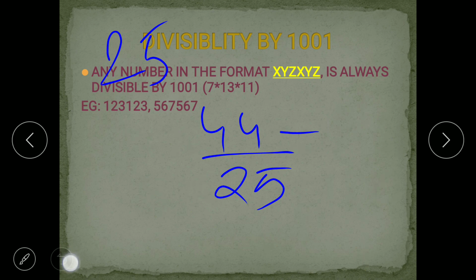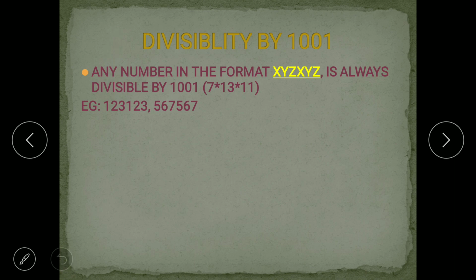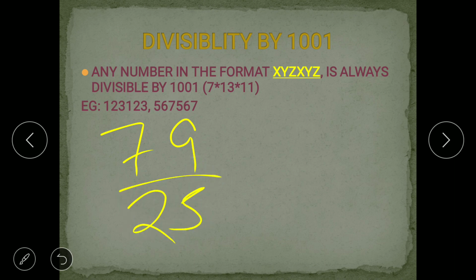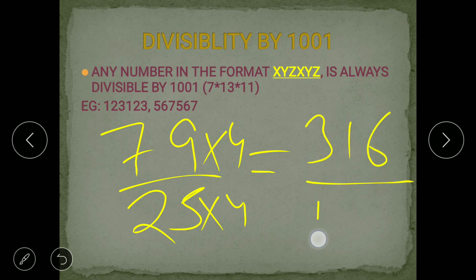Let's see another example. Let's say 79 divided by 25. Then what will you do? You have to multiply both the numerator and denominator with 4. So you will get 316, and in the denominator it's 100. So the point will be here and the answer will be 3.16.